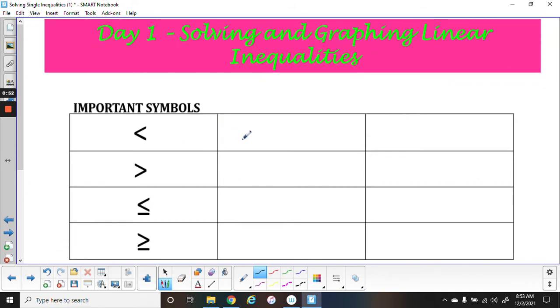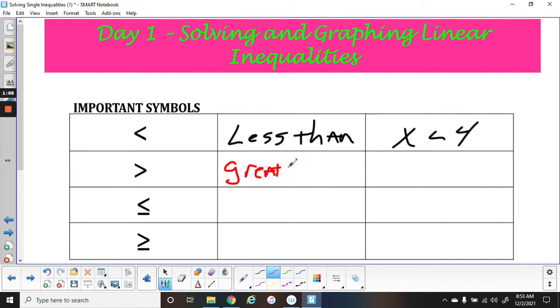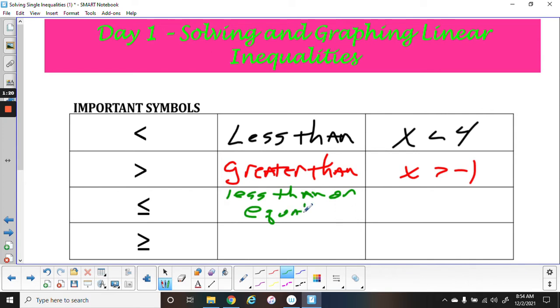So our symbols here, this first one is less than. So you might have something like x is less than 4. All the numbers less than 4. The next one, this one is greater than. So you might have x is greater than -1. This one is less than or equal to. Less than or equal to.